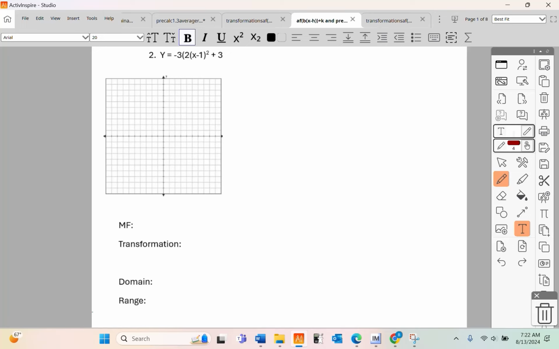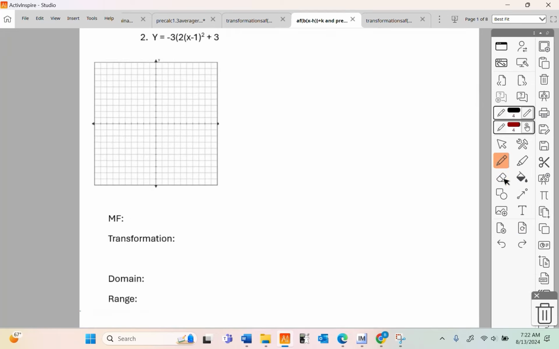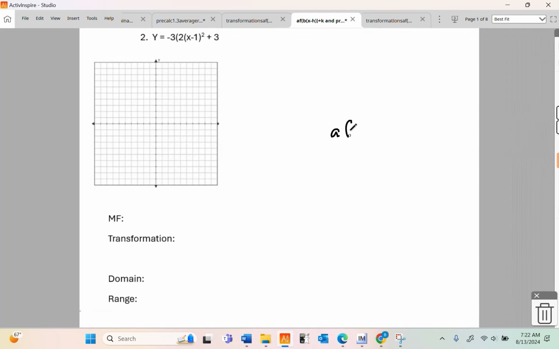So this is the full transformation form: A of f of b times (x minus h) plus k. Let's talk about what mom is first. I see this big jumble of letters and numbers here. I see a square in x. Mom is x squared, and mom's going to contain (0, 0), (1, 1), and (-1, 1), because you are supposed to graph the mom function, and then you're supposed to graph the child.